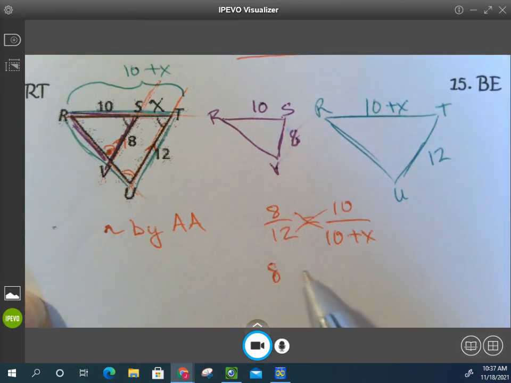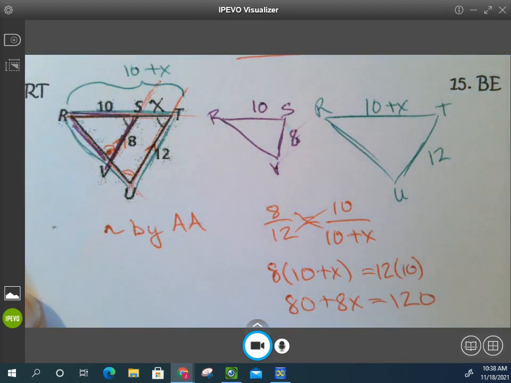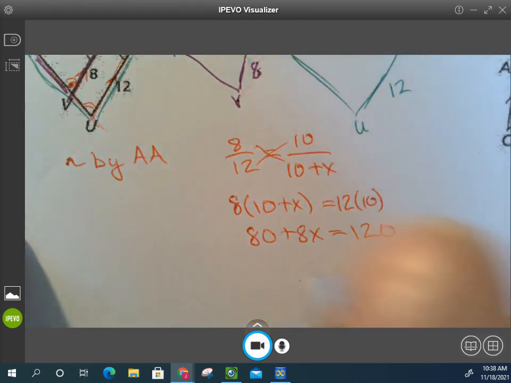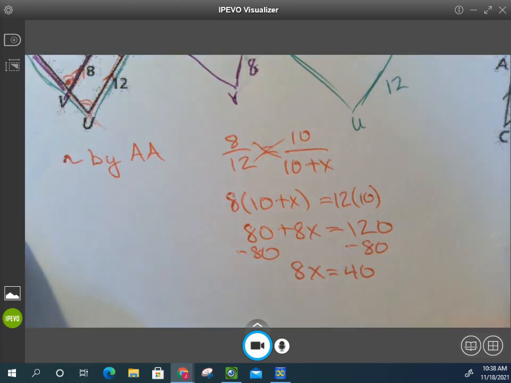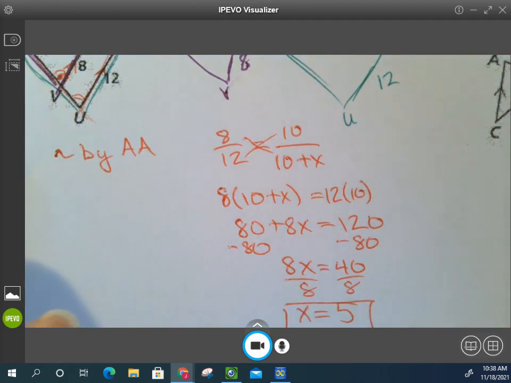Okay, well, now that we've got that out of the way, we've practiced this a lot. It's going to be not just 8 times 10, but 8 times 10 plus x equals 12 times 10. So 80 plus 8x equals 120. All right, subtract 80 from both sides. We get 8x equals what, 40? Divide both sides by 8, and what do we get? I'm hoping we get 5. Okay, so definitely a tricky one, something to make note of. That gets people all the time.